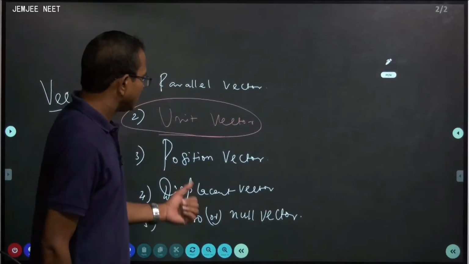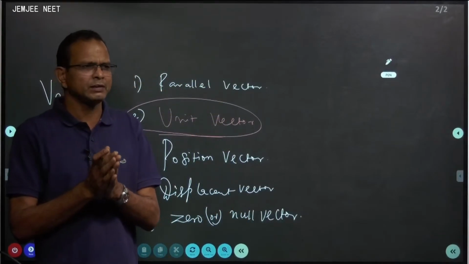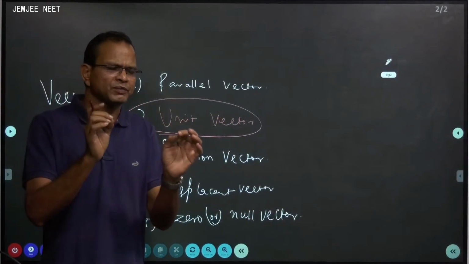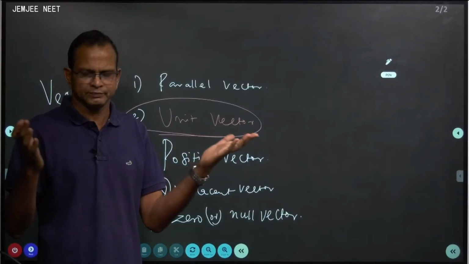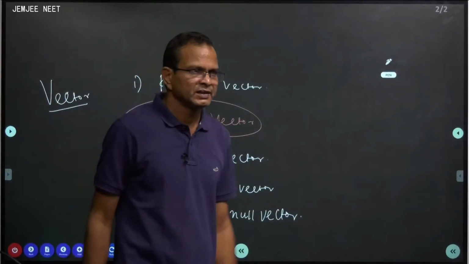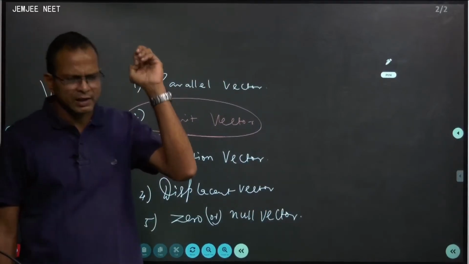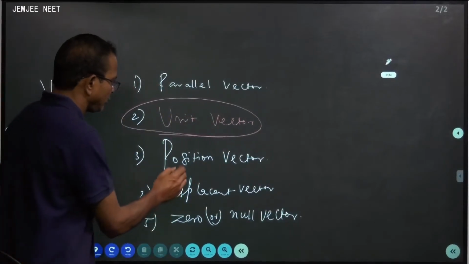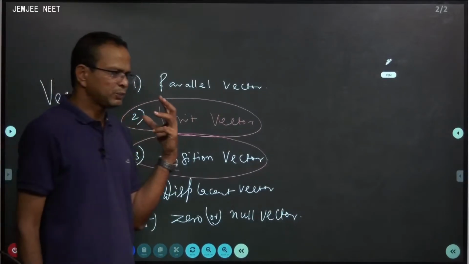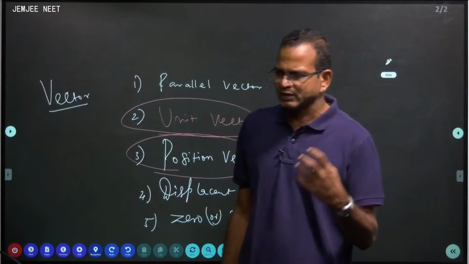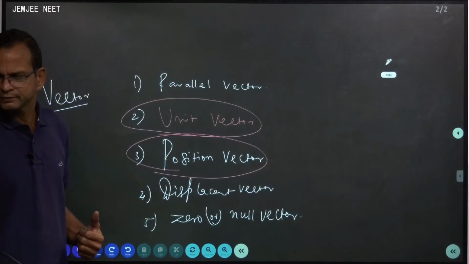Now come to the next one, position vector. What do you mean by position vector? If the position of a particle, the position of a point, is measured with respect to the origin, then it is called position vector. Whatever it is, you must start from the origin. If you start from the origin, it is called position vector.